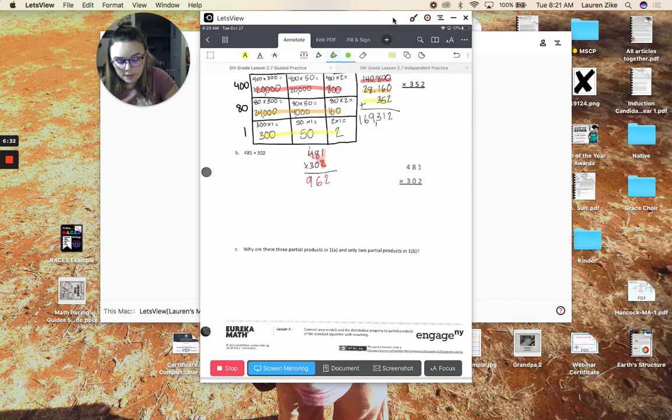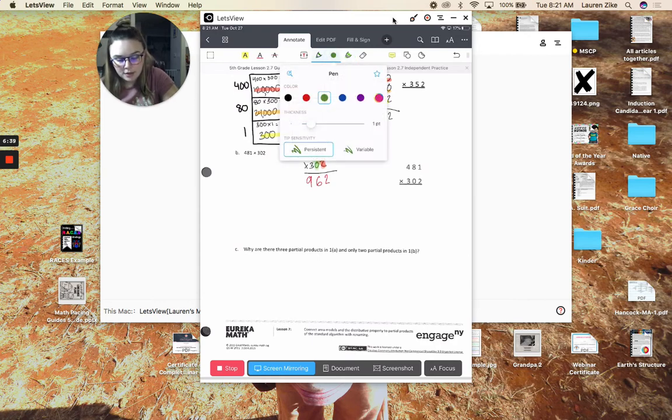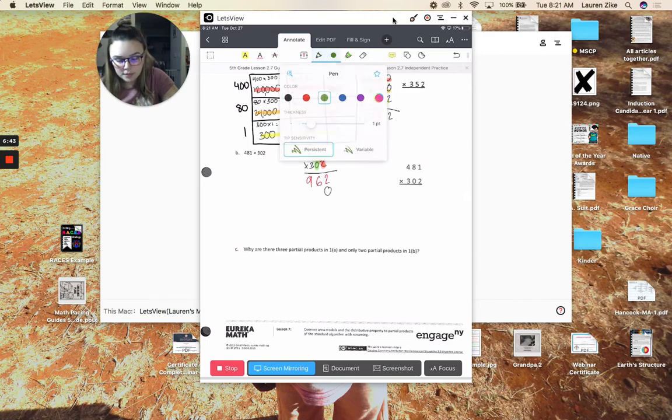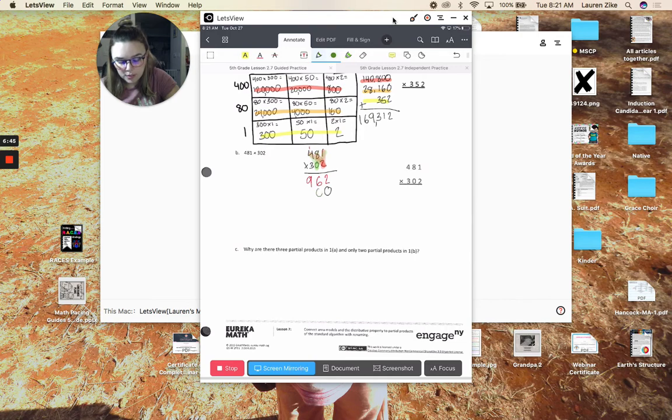So I have 0 times 1, 0 times 8, and 0 times 4. We add in our placeholder 0 since we're multiplying in the tens place. And then 0 times 1, 0 times 8, and 0 times 4. And then we get to our last place, our hundreds place. So we're going to multiply 3 times 1, 3 times 8, and then 3 times 4.